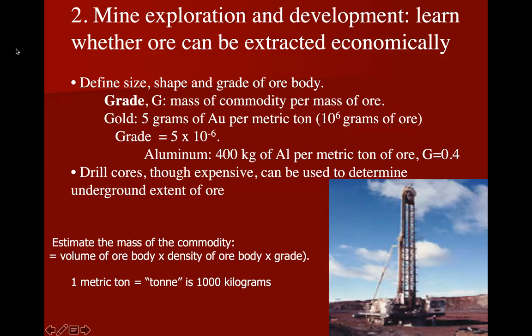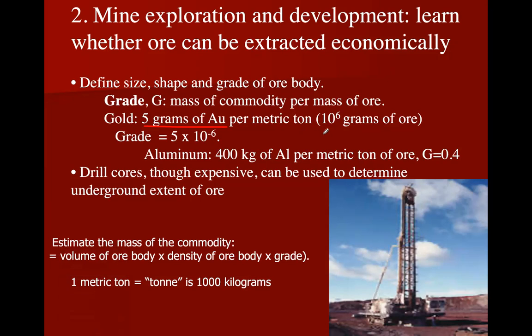So here we define the size, shape, and grade of the ore body mainly. That means the extent, and also the grade, the purity. Purity is also very important. Normally we give the grade as a grams per ton value. For example, if you have gold, 5 grams of gold per metric ton. A metric ton is 10 to the power 6 grams, right?